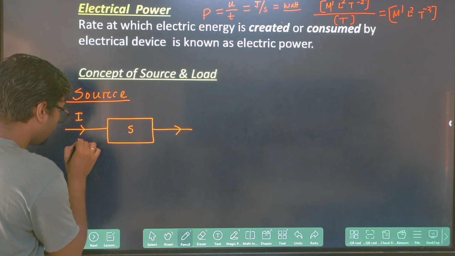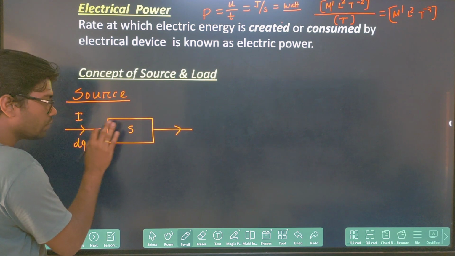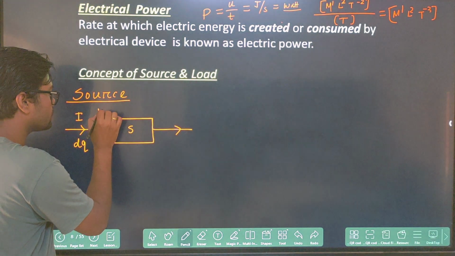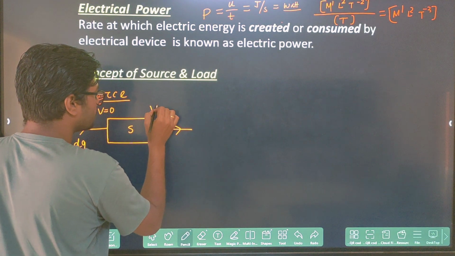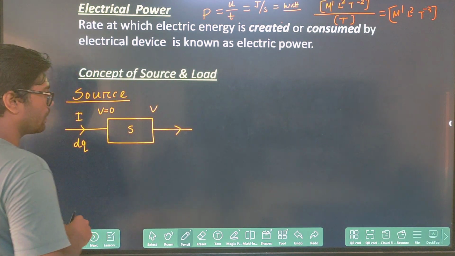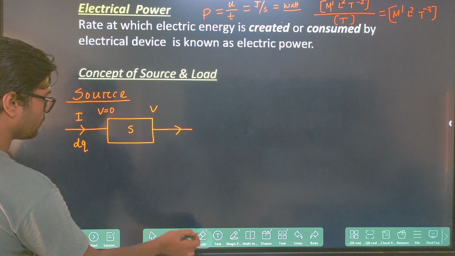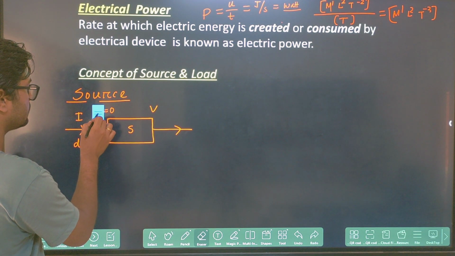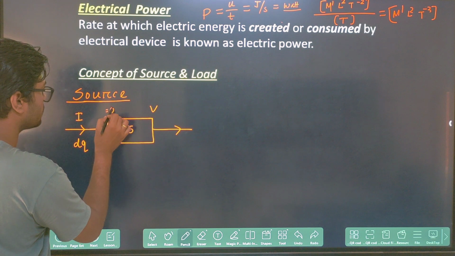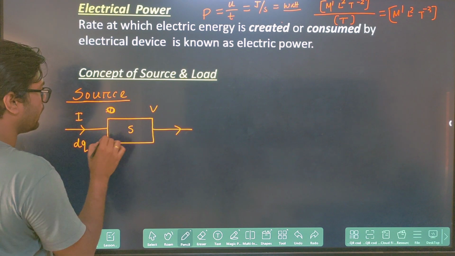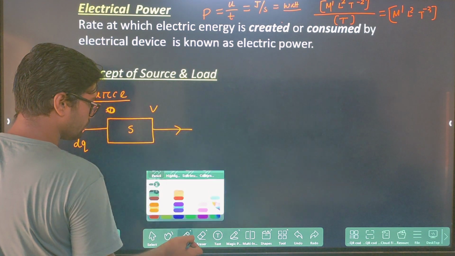Let's say dq amount of charge is flowing through this source. I am taking this side as the lower potential, with potential 0, and this side has potential V.